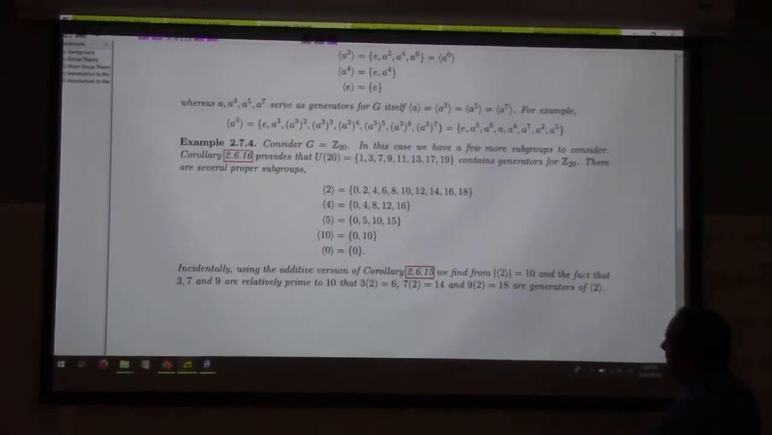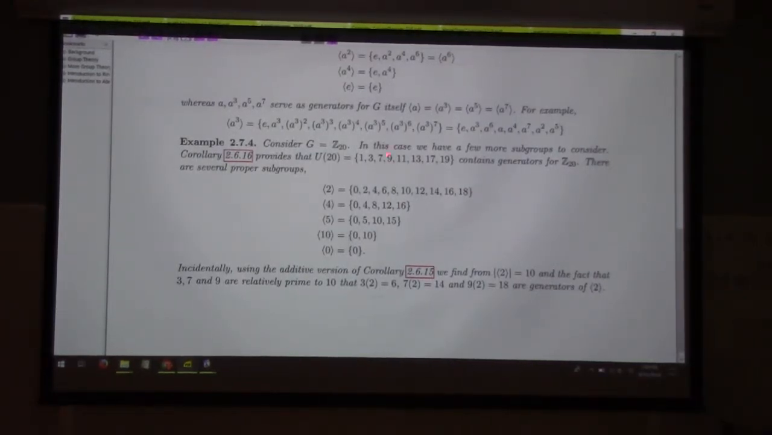And anyway, the 2 generates the cyclic subgroup of order 10. 4 generates a cyclic subgroup of order 5. 5 generates a cyclic subgroup of order 4. 10 generates a cyclic subgroup of order 2. 0 generates the identity trivial group. These are my subgroups for Z20.